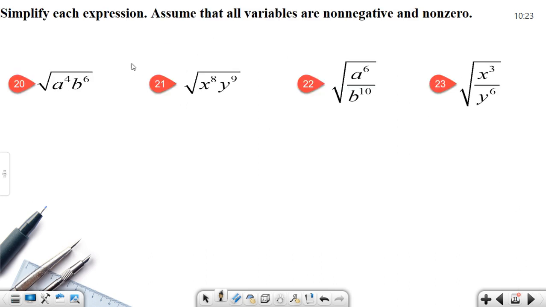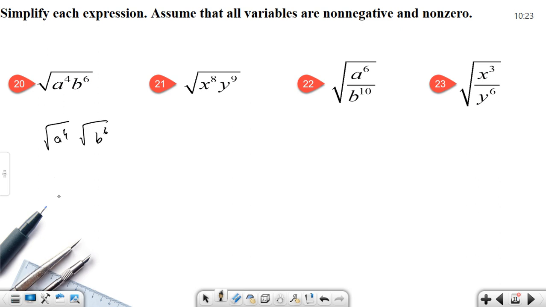Okay, simplify each expression. Assume that all variables are non-negative, non-zero. So this means inside the radical they cannot be a negative number. That's the idea. What we know, I can write the square root of a to the power of 4 multiplied by the square root of b to the power of 6.